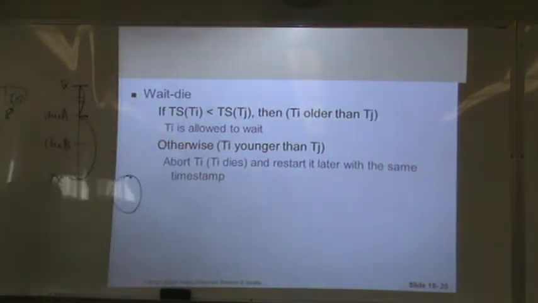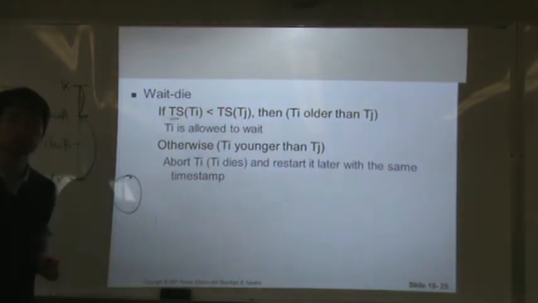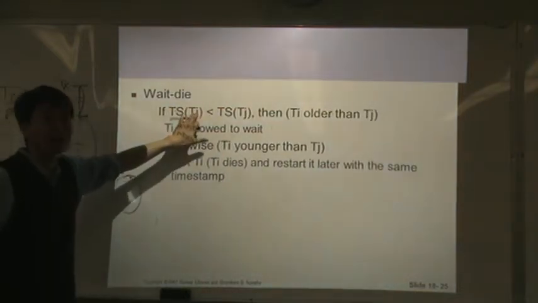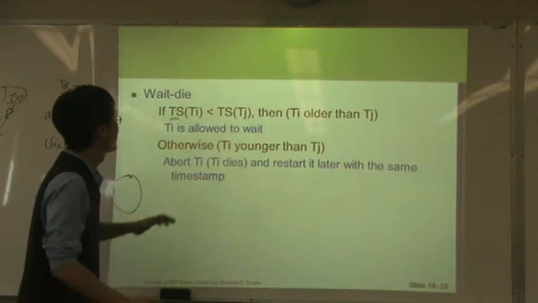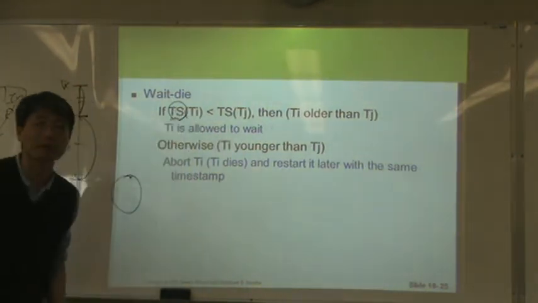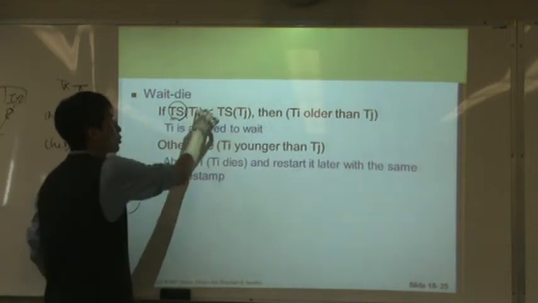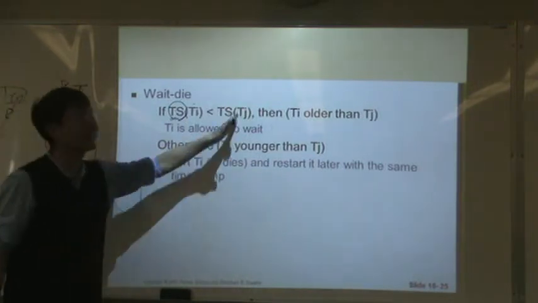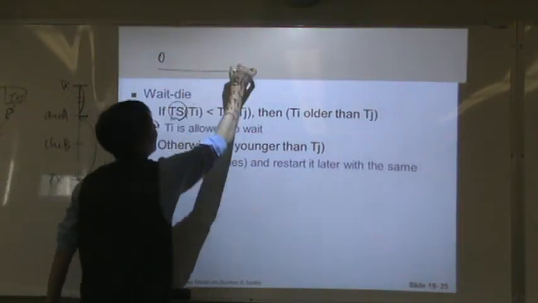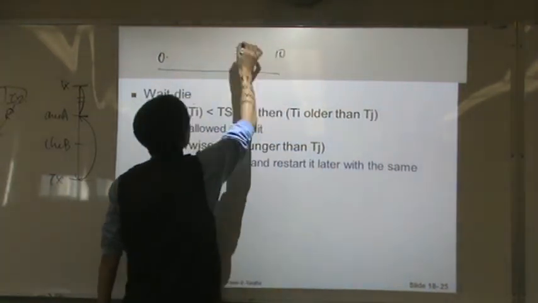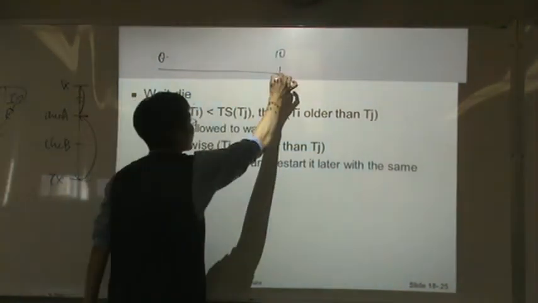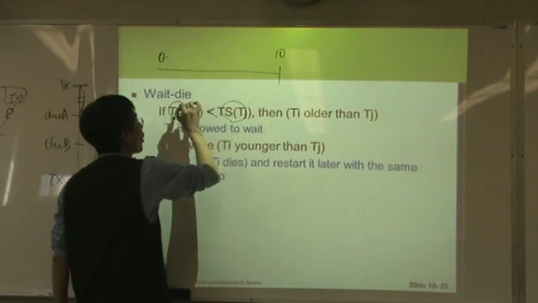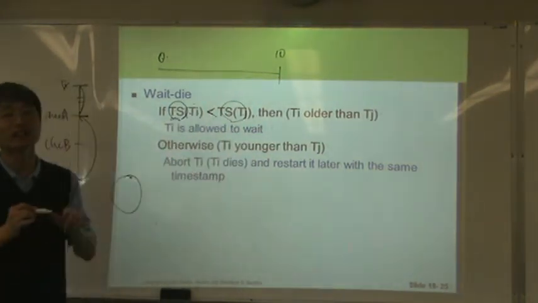In the wait-die algorithm, TS means timestamp. TI is transaction I, and TJ is transaction J. TS is the timestamp when the transaction started. This one means TI, transaction I, is older than TJ. The timestamp starts from 0 up to 10, and 10 is current. So which one is younger? If the timestamp is higher, TJ is younger than TI, and TI is older than TJ.